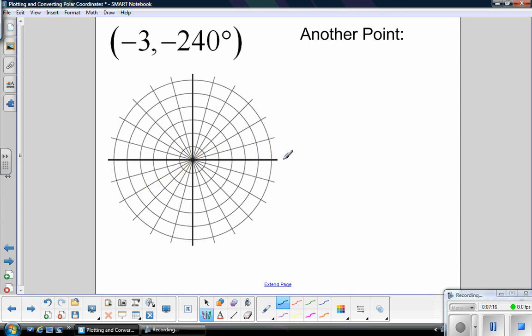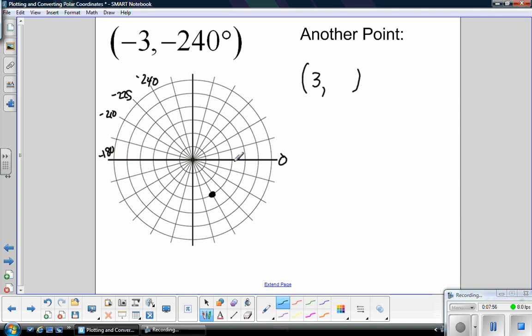Okay, negative 240. This is 0. This is negative 180 because we rotate clockwise. So this is negative 210, negative 225, and negative 240. So it's on this line, either this one up here or the one down in the third quadrant. But I have a negative angle, so that's where my angle is, but a negative radius. So I don't go towards that angle, I go away from it. 1, 2, 3 units. Now another way that I can name that, I can name that using a positive 3.